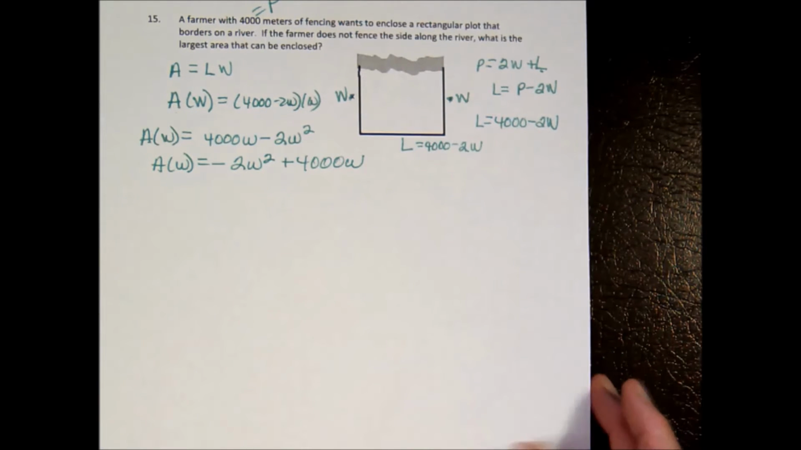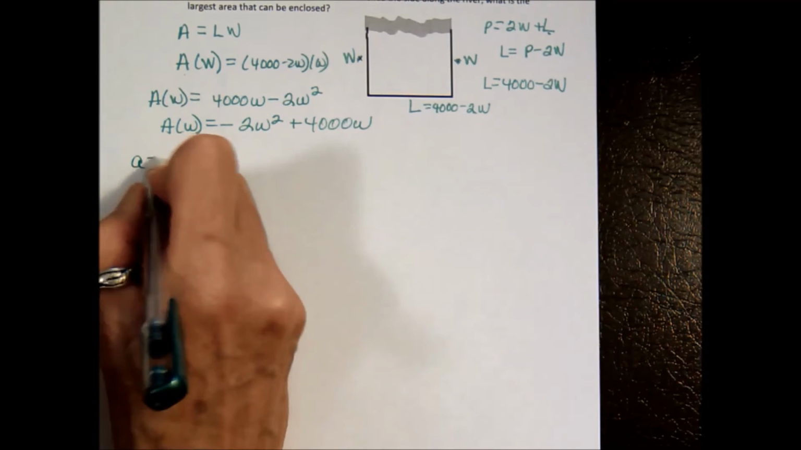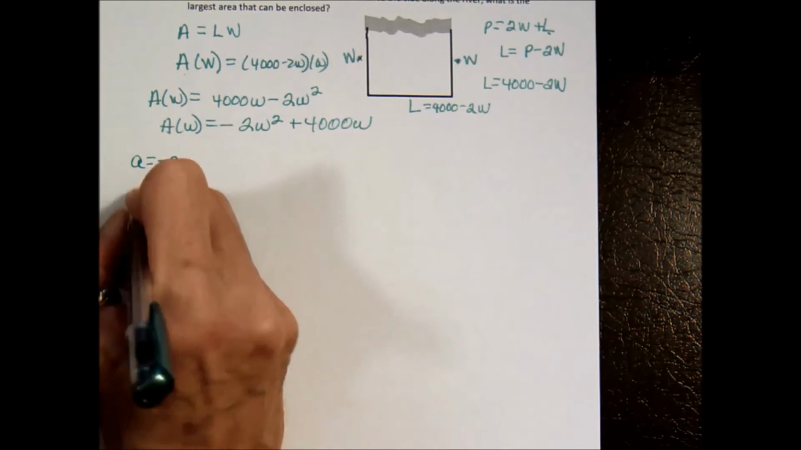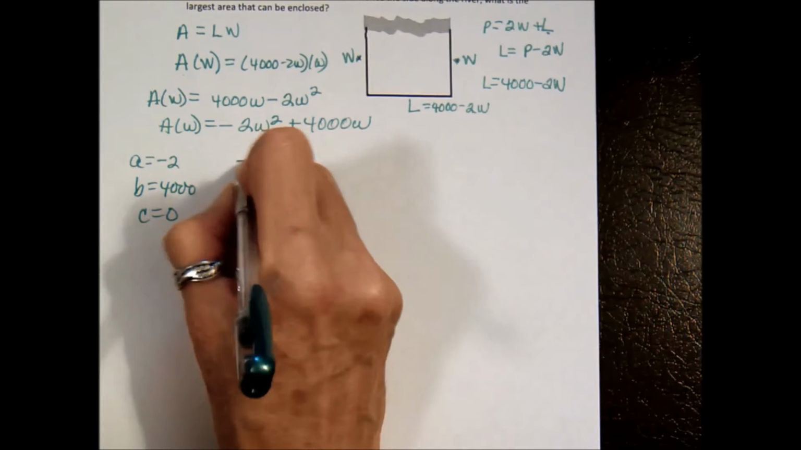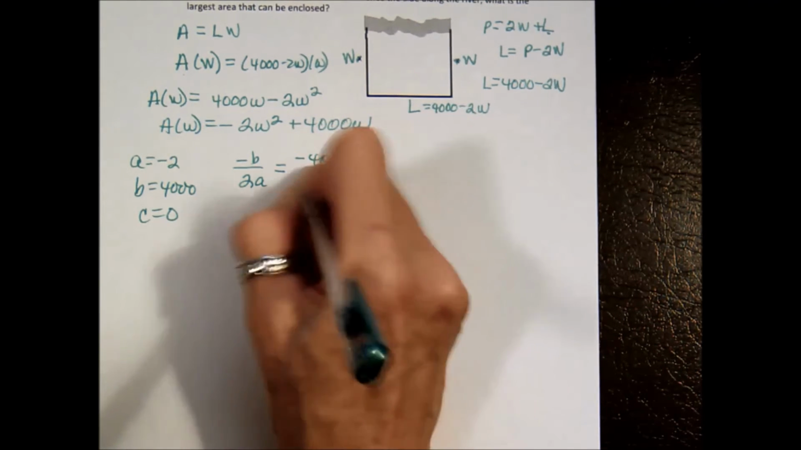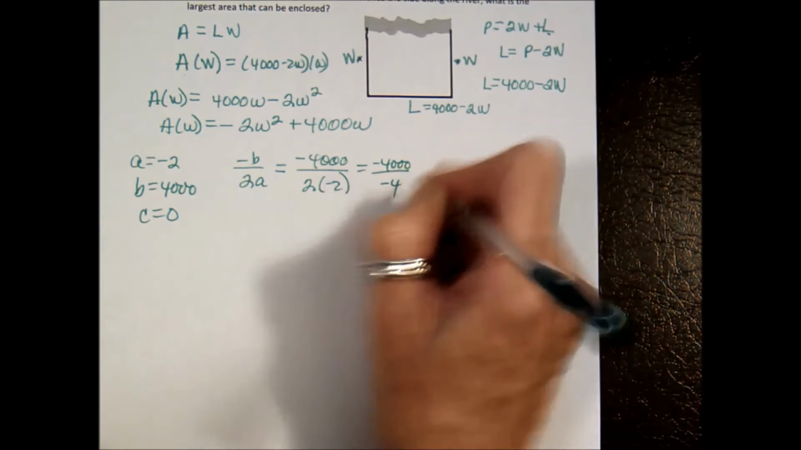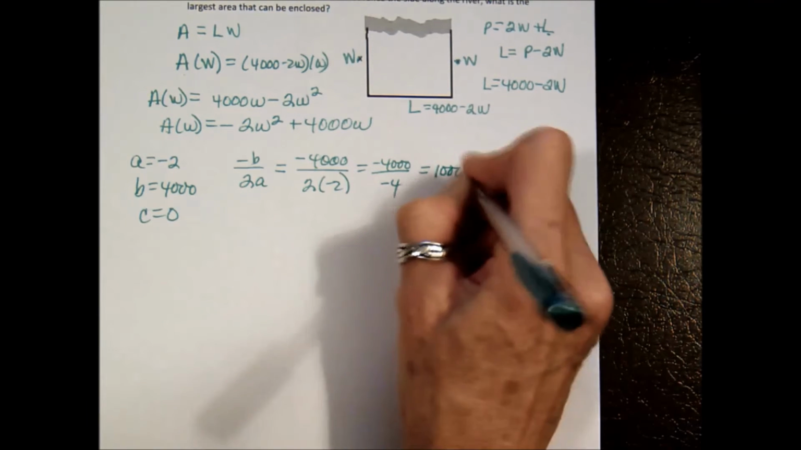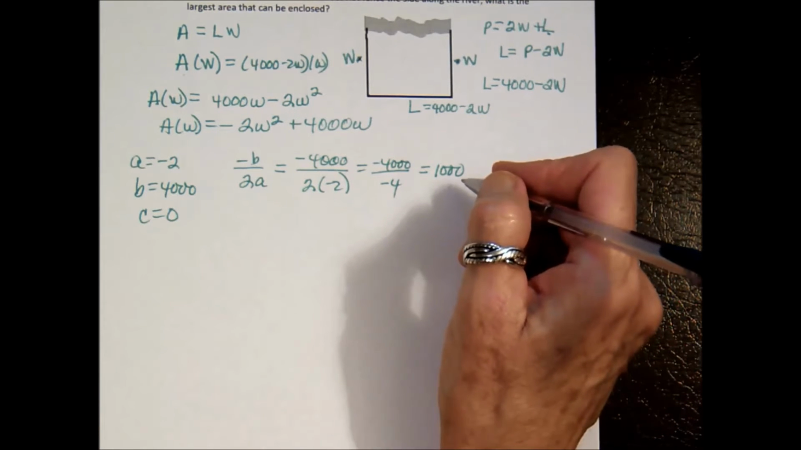Now, we want to maximize that area. That's the vertex again. So our A is -2, our B is 4,000, our C is 0. So the vertex -B over 2A is -4,000 over 2 times -2, which is -4,000 over -4, which is 1,000. That's the width that we want. That's the width that we just found.